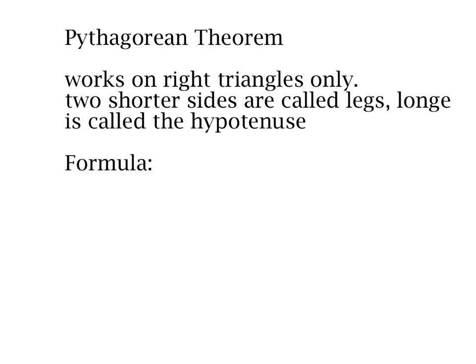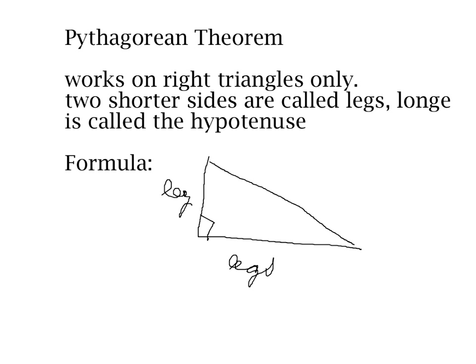Alright, so we're going to talk about the distance formula, but the distance formula is really Pythagorean's theorem. So let's review Pythagorean's theorem. It works only on right triangles. A right triangle has a right angle. The two shorter sides are called legs, and the longest side is called the hypotenuse. And the hypotenuse is across from the right angle.